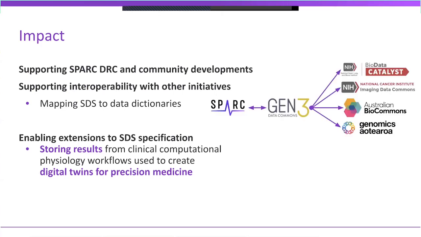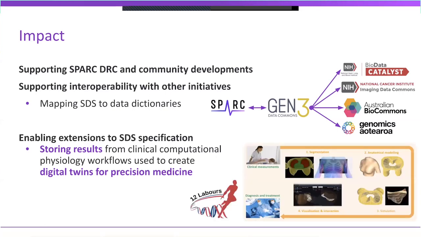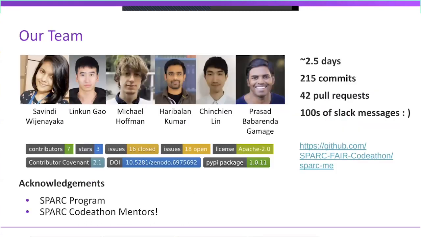For example, we can try and use SPARC.me to help map the SPARC dataset structure to data dictionaries that are used in popular research platforms, such as the Gen3 Data Commons, which is used across a number of different research initiatives. We can also use SPARC.me to help enable extensions to the SPARC dataset specification to look at how we can start storing results from digital twins, which are being developed for precision medicine.